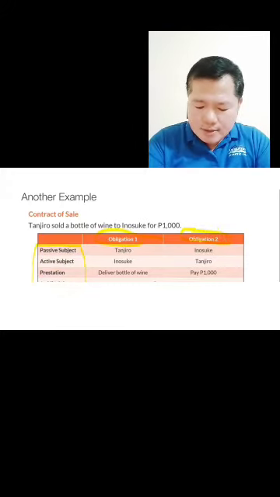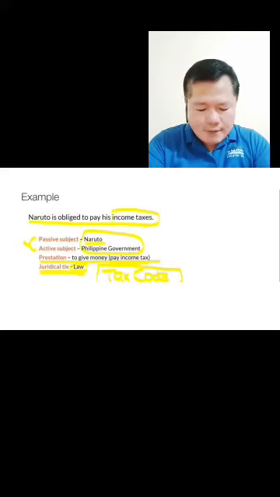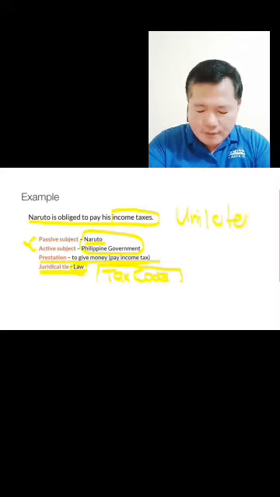So what's the difference between this second example and the first or previous example? The first or previous example is what we call a unilateral obligation. Unilateral.